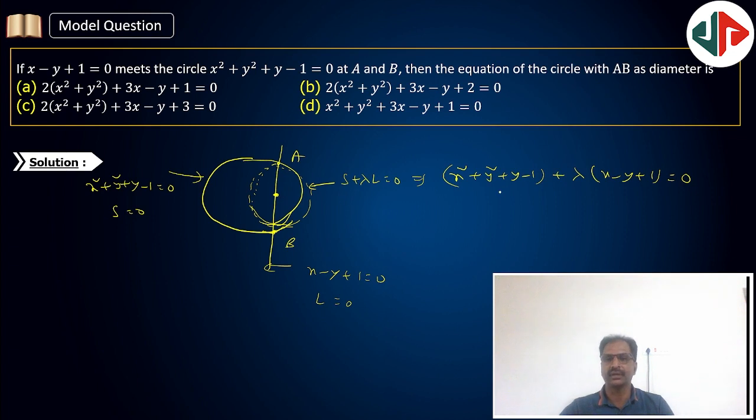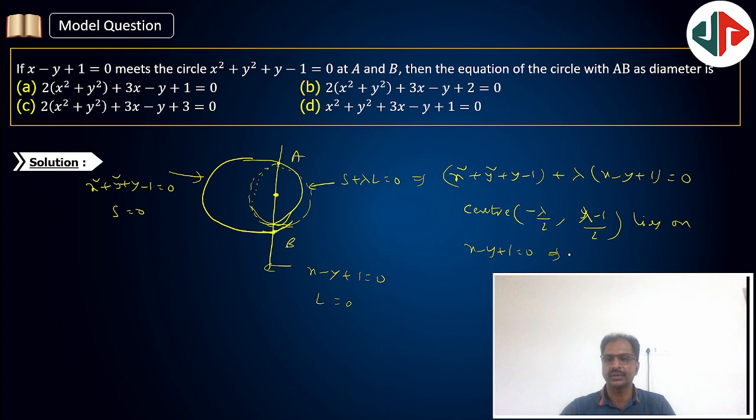Now for this circle, AB is the diameter, which means the center of the circle lies on the line. So what is the center here? The center of the circle is minus lambda by 2, lambda minus 1 by 2. That is, half of the x coefficient with opposite sign, half of the y coefficient with opposite sign. This center should lie on the given line x minus y plus 1 is equal to 0.